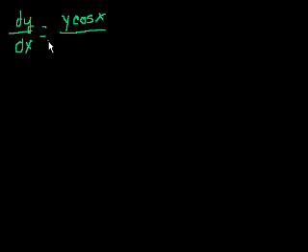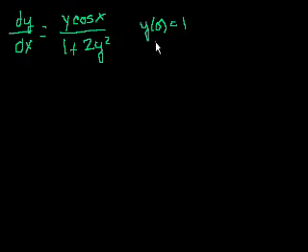I think it's reasonable to do one more separable differential equation problem, so let's do it. The derivative of y with respect to x is equal to y cosine of x divided by 1 plus 2y squared, and they give us an initial condition that y of 0 is equal to 1, or when x is equal to 0, y is equal to 1.